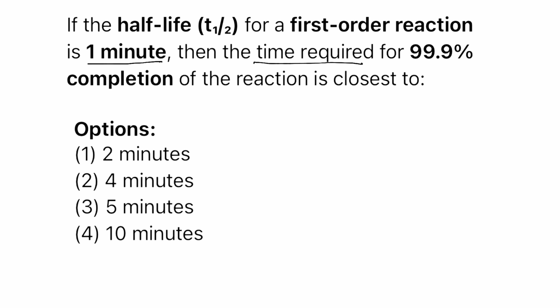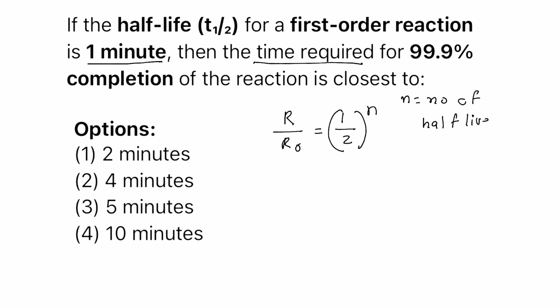In such cases, remember this equation you can use. R by R0 is equal to 1 by 2 whole raised to n, where n is the number of half-lives. Now what is n? n is equal to total time by t half. Keep that point in mind. If you know this equation, it is very, very easy. Here, R represents present concentration and R0 represents initial concentration.